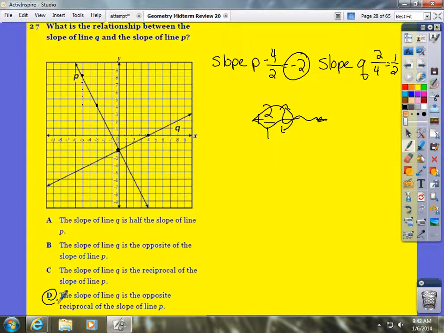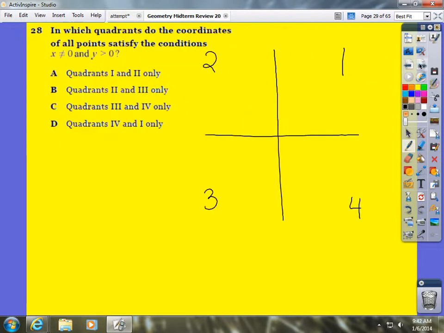Okay, in which quadrants do the coordinates satisfy? On a coordinate grid, we have quadrant 1, quadrant 2, quadrant 3, quadrant 4. So it starts off like a clock and it actually goes the other way, okay? X is not equal to 0. So if x equals 0, that would be right here. So that would be all of this and all of this.